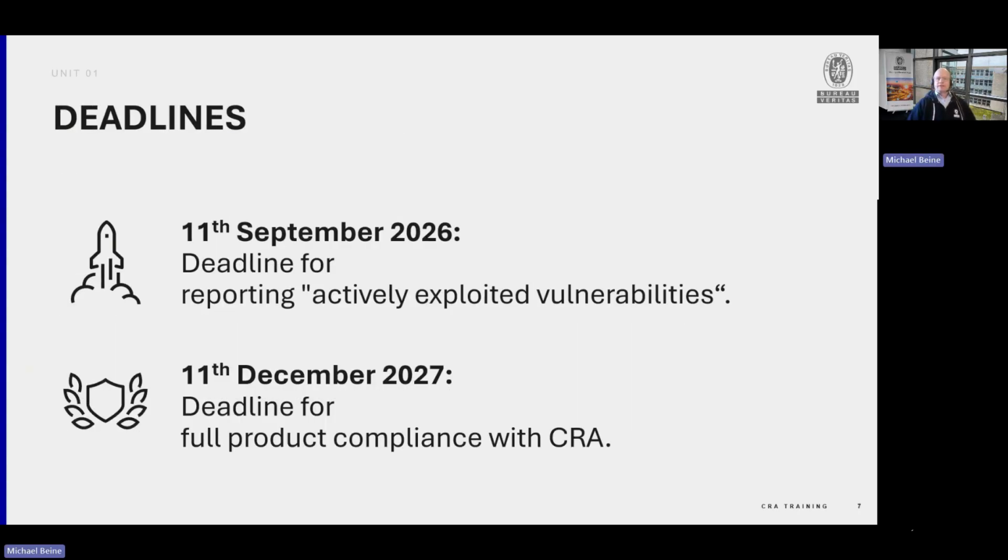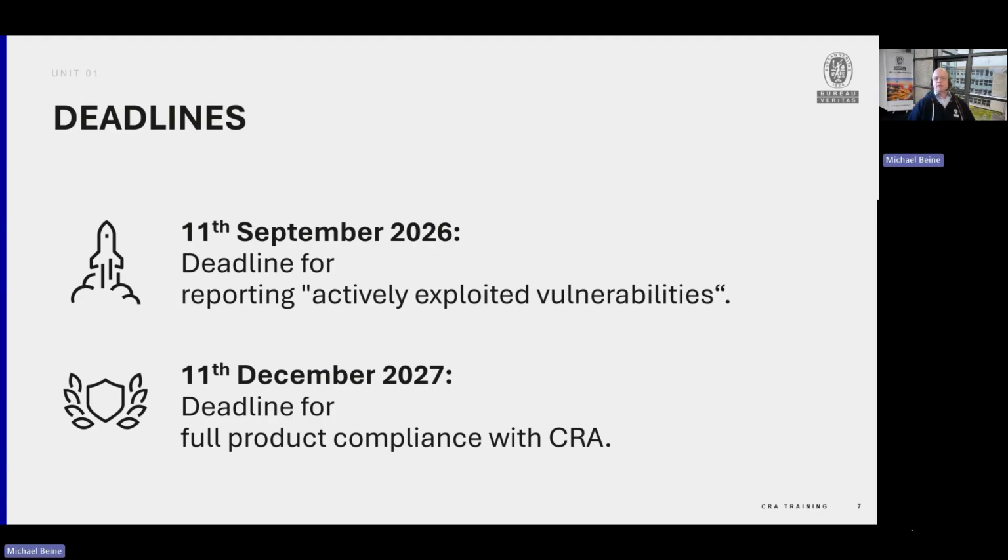So what are the timelines? The CRA clearly defines 2 deadlines. First is the 11th of September this year. So this is not so far away, and it talks about reporting actively exploited vulnerabilities.